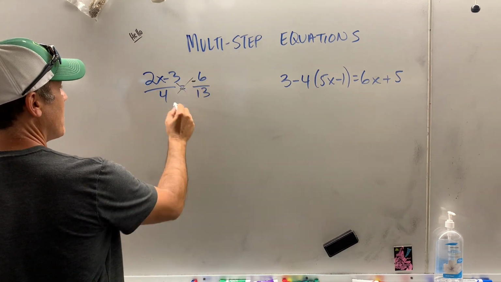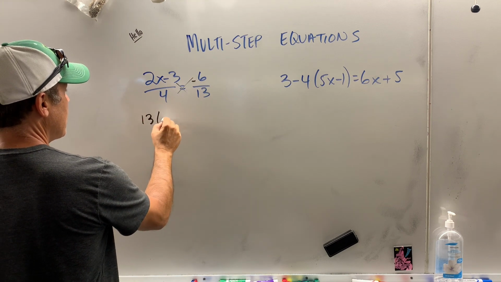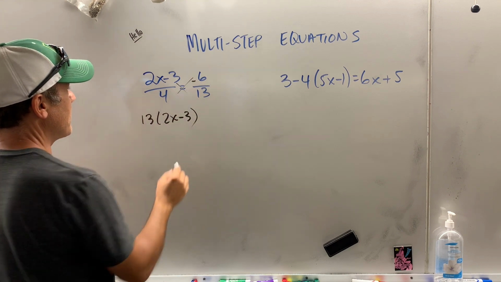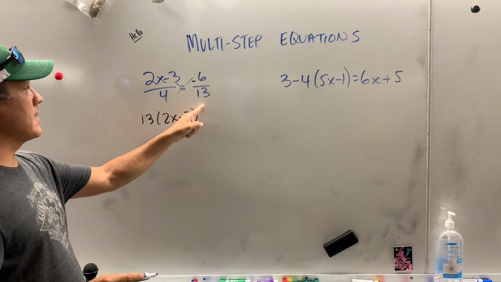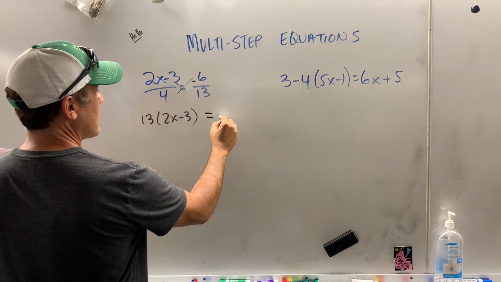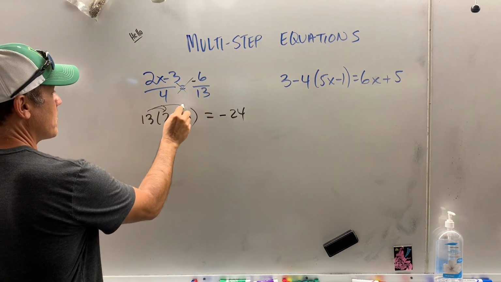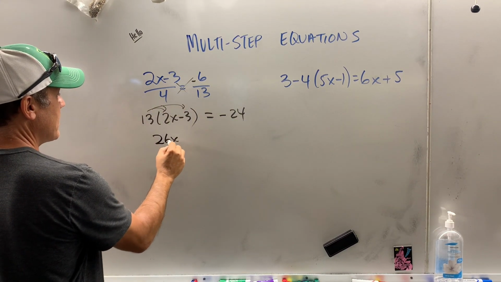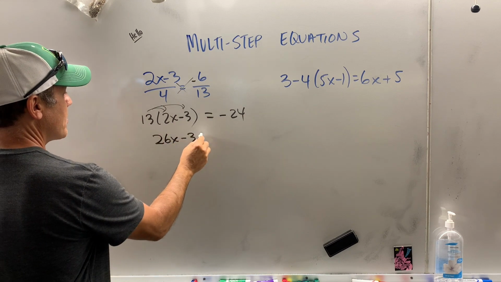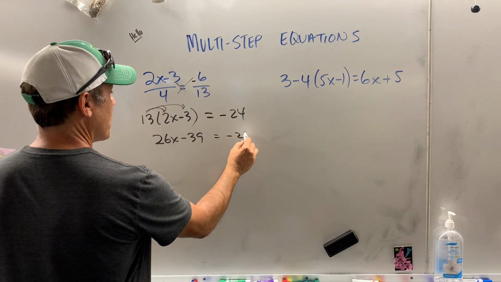Okay, cross multiply. What is 2x times 13? Well, I'm going to take 13 times 2x minus 3. See, 2x minus 3 times 13. I'm going to put the 13 out front. And then negative 6 times 4, I can do that in my head, negative 24. Now it's simply Mr. Distributive Property. We get 26x minus 39, see, 26 minus 39 equals negative 24.